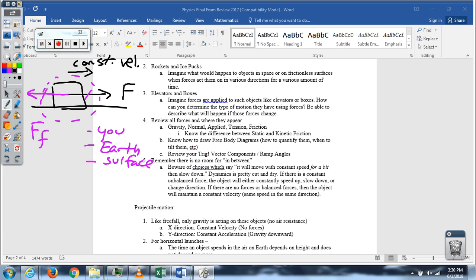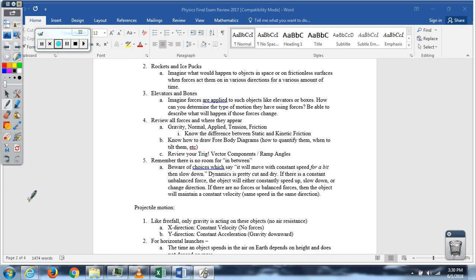This next point, number 5, is really important. I think it will help you to get many extra points earned here if you just pay attention to this little hint. It says, remember that there is no room for in between. So there are many questions that have choices which say, what will happen next? It'll be this, that, or it's going to be like this for a little bit of time, and then it'll do this, or first it'll do this and then do that.